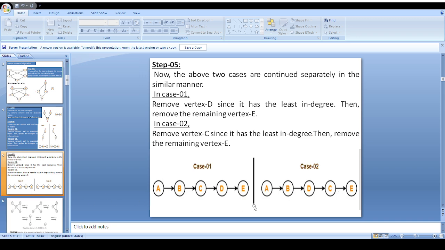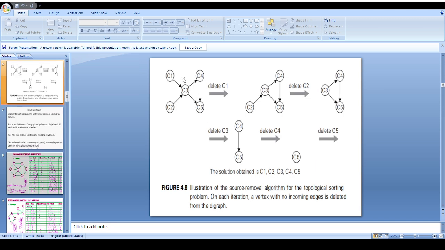Another simple example we can also study, where we have 5 nodes. Among these 5 nodes, this is the second exercise. Let us have the graph like this. In this graph, we try to delete C1. After deleting C1, we get only this structure.